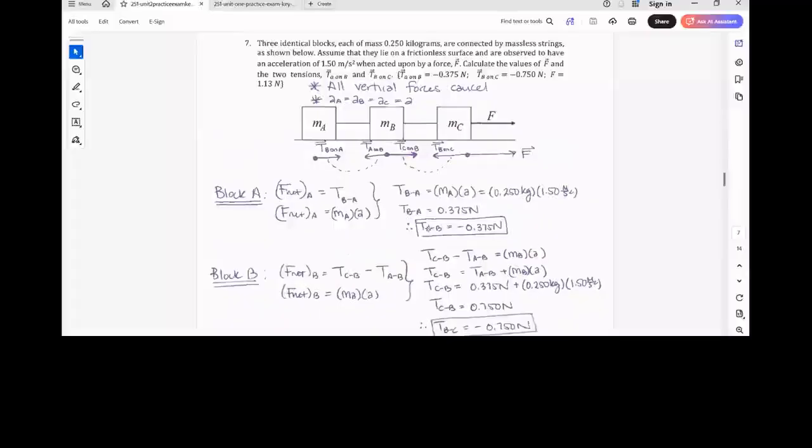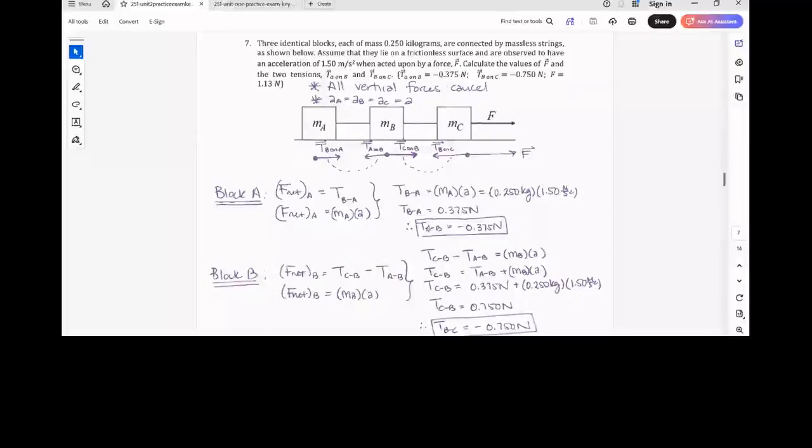Number 7 is a Newton's third law problem. 3 identical blocks, each of mass 0.250 kilograms, are connected by massless strings as shown below. So, in other words, we are allowed to think about the strings as simply being there to deliver force from one point to the next. We're assuming that the strings start off taut at t equals 0 seconds.